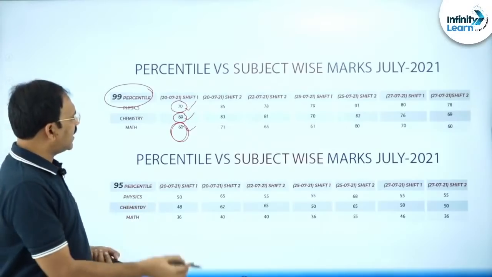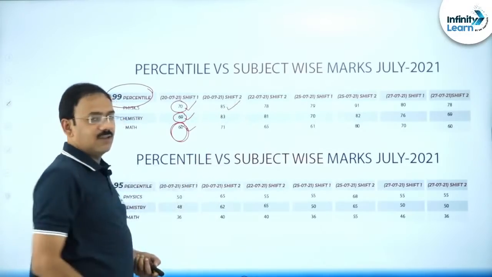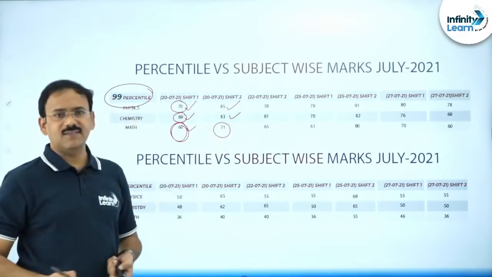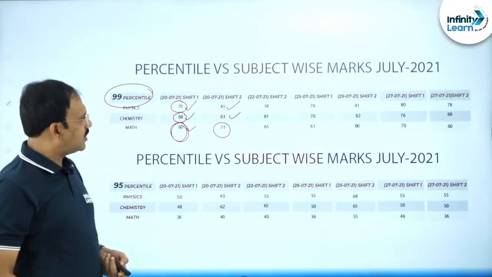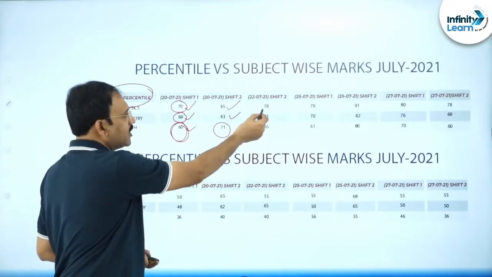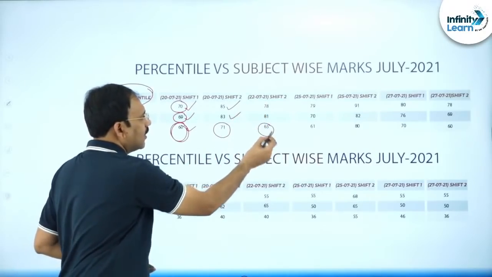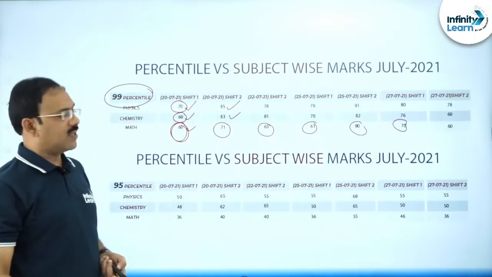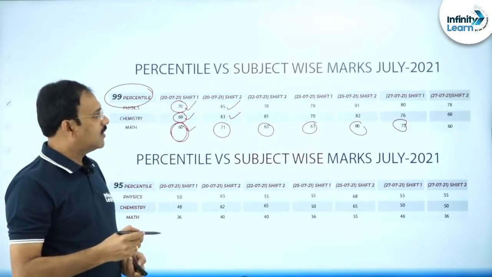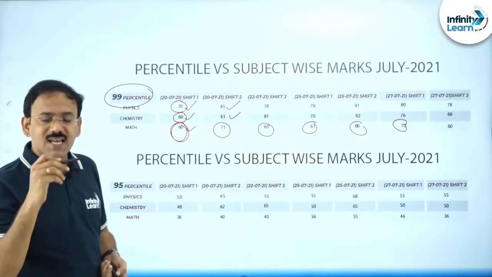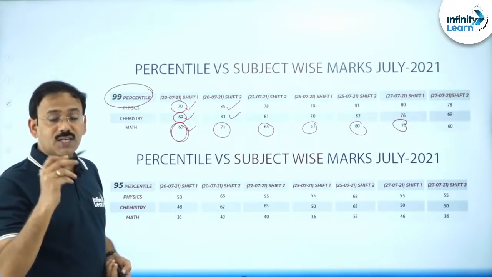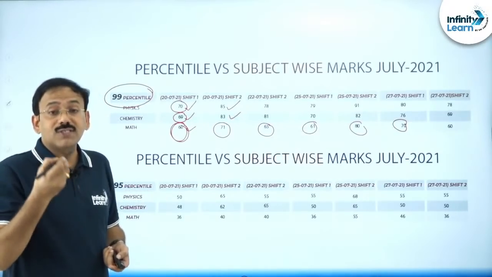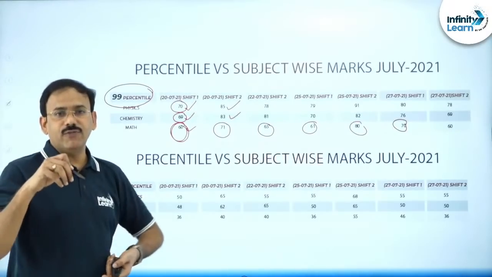In the same way, in the second shift also you see physics 85, chemistry 83, whereas math is just 71. In the same way, in all the other shifts you see clearly that physics and chemistry may be near, math scores are drastically less than physics and chemistry. Even the last one you can see 78 physics, 69 chemistry, 60 math. So friends, relatively speaking, it is difficult to score 60 plus in math when compared to physics and chemistry.